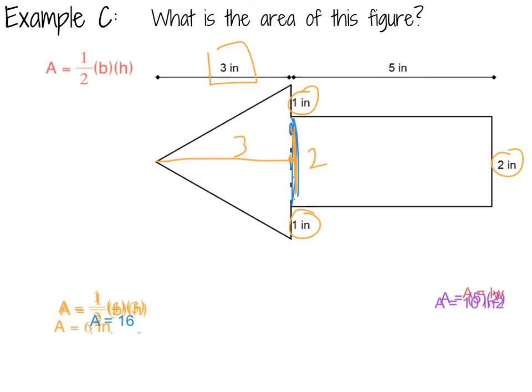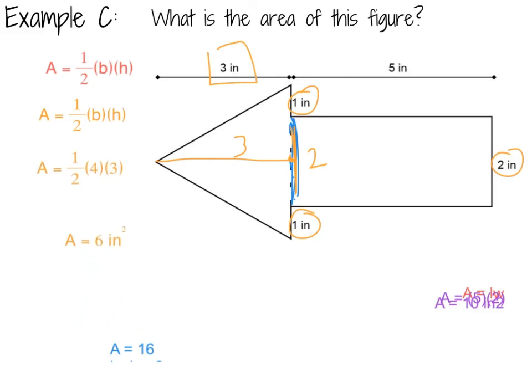So let's go ahead and plug those things in. Copy down my formula again. Plug in my 4, plug in my 3. I'm going to multiply everything together, and I end up with A equals 6 inches squared. But that's not the only thing I need to do.